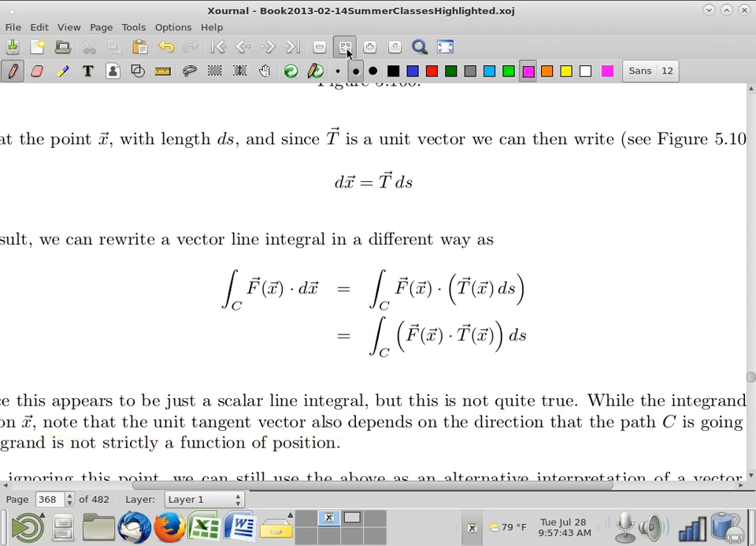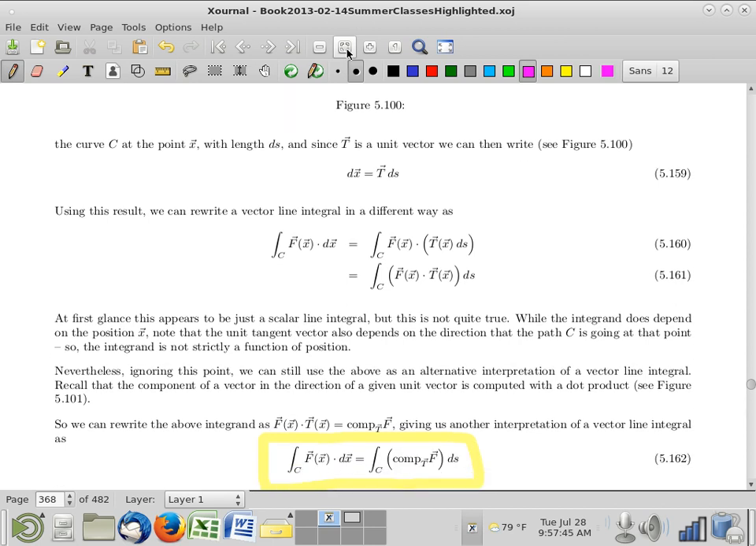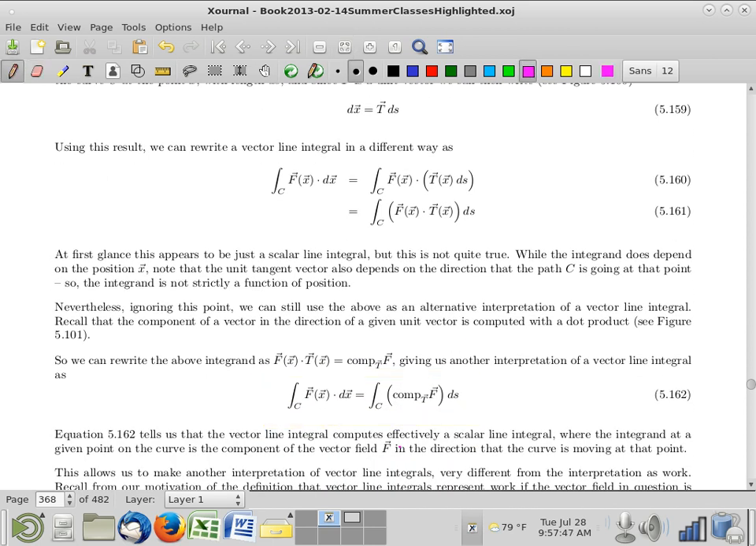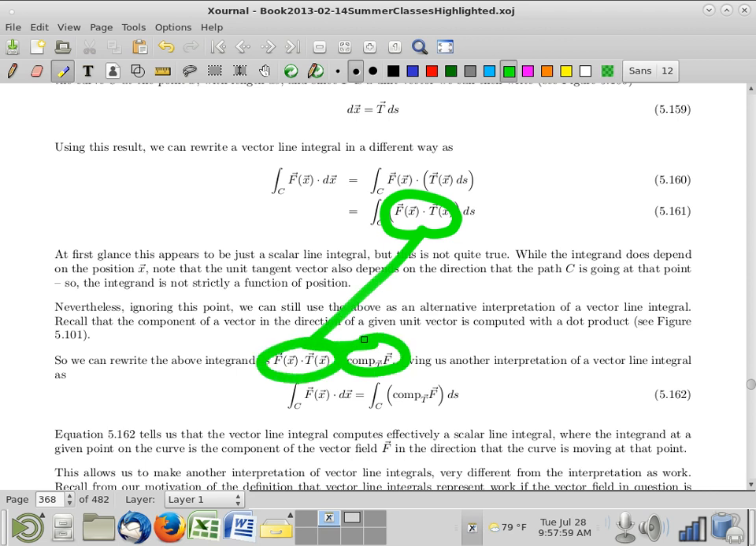Okay. There's another valuable punchline from this, and that is to remember that a dot product with a unit vector gives you a component. There's an old chapter 1 reference. So this integrand, you can think of it as F dot T. You can also think of this as the component of F in the T direction.